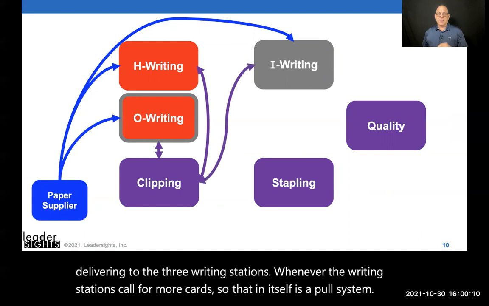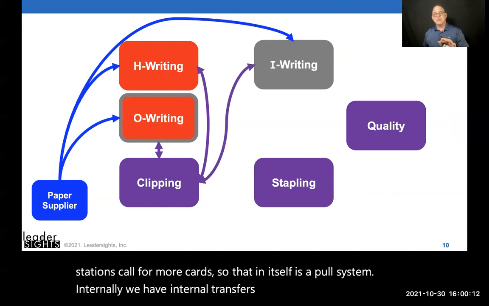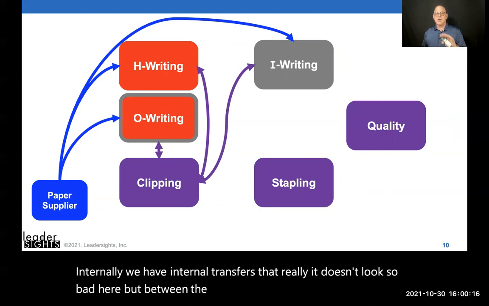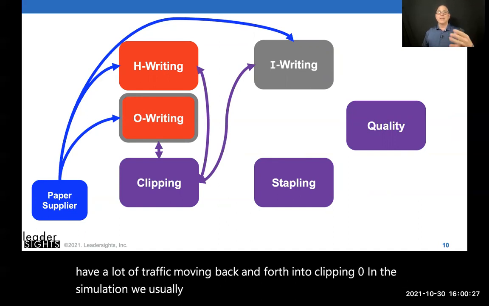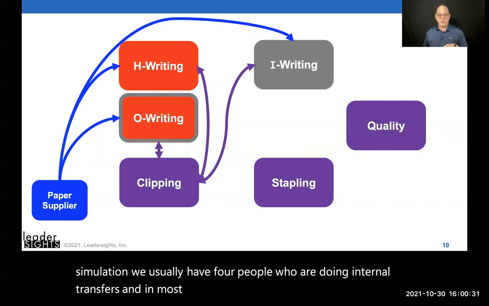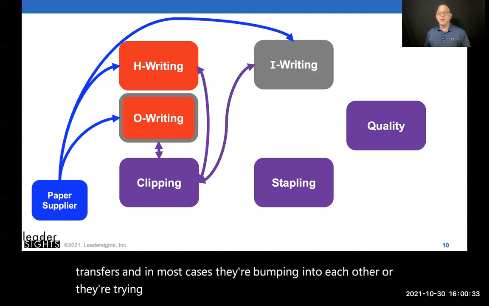Internally, we have internal transfers that, it doesn't look so bad here, but between the O writing, the H writing, and the I writing, we have a lot of traffic moving back and forth into clipping. So in the simulation, we usually have 4 people who are doing internal transfers. And in most cases, they're bumping into each other, or they're trying to figure out who to respond to next. And it's just a chaotic environment.